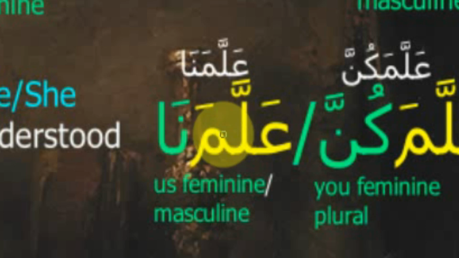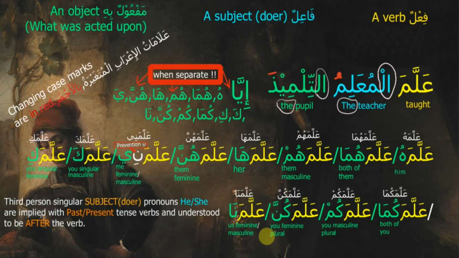The past tense verb always ends with this a if the letter is a consonant. When you attach a subject pronoun, it loses it and becomes silent with some pronouns, like this na here, and this will become the subject. So now here this na is an object. The green color here is an object. So علمنا, he taught us. We will see an example of this later, inshallah.